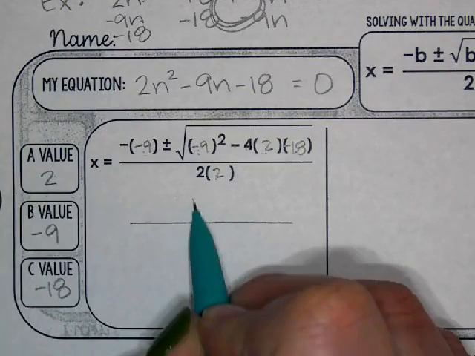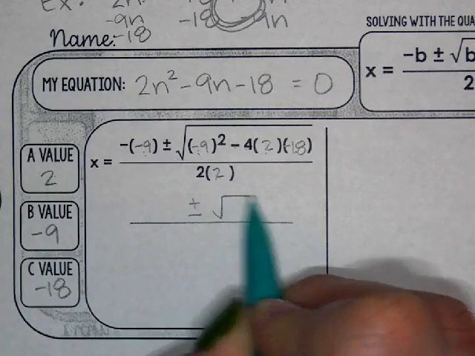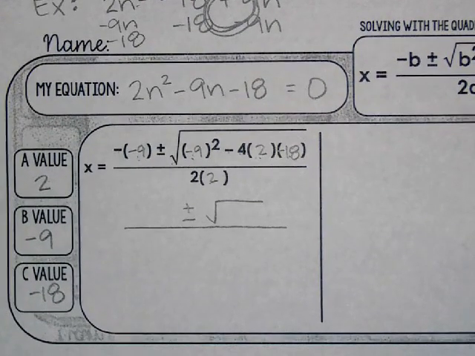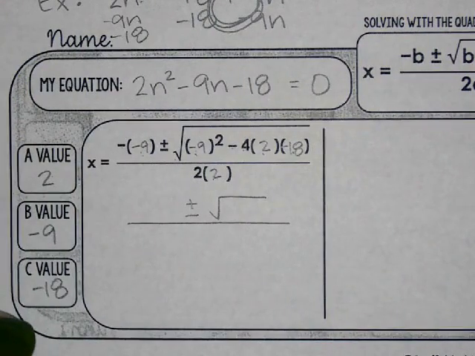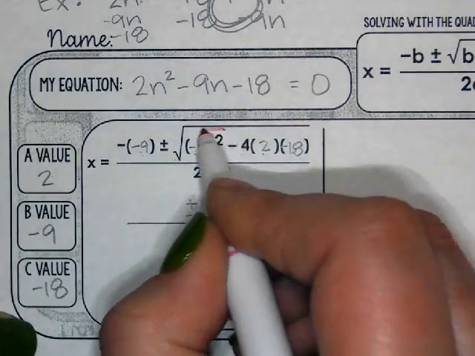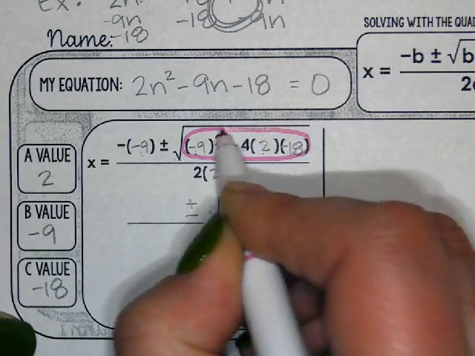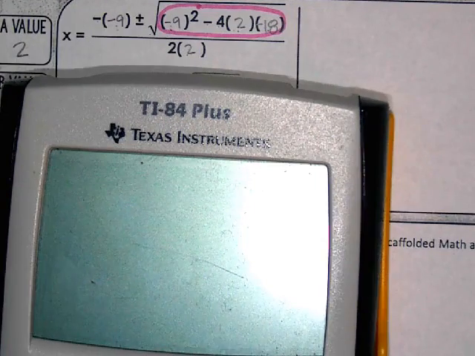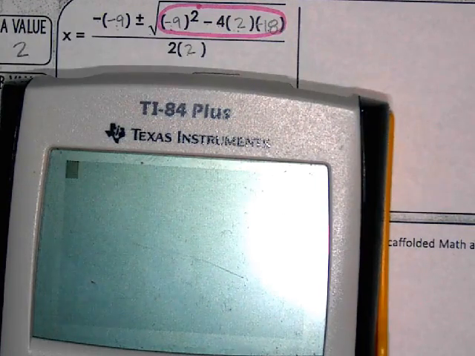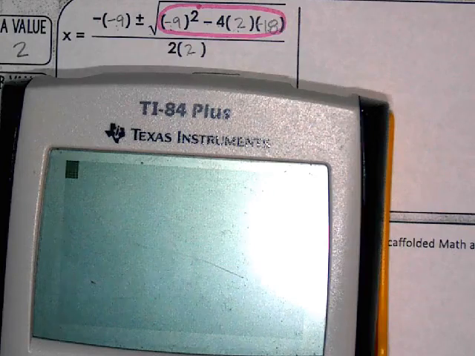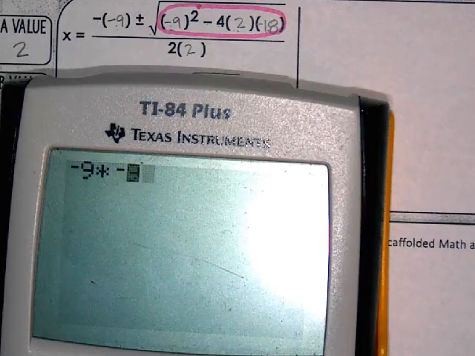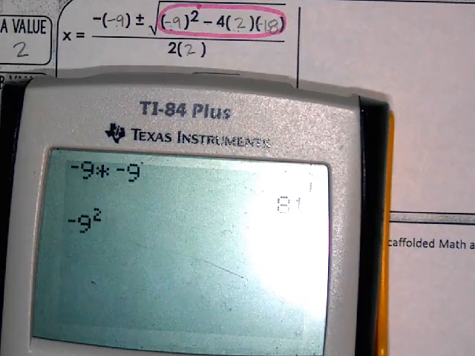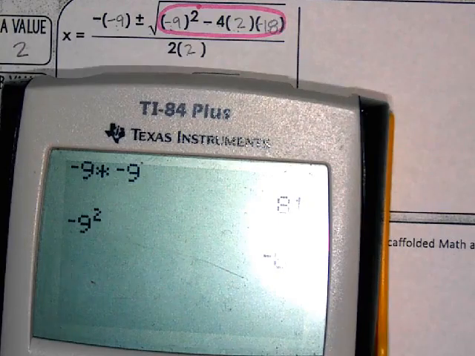So what do I plug into the calculator first? Perfect. So the discriminant is what I have to plug in. Now you have to be really careful because if you don't put parentheses around your negative 9 when you square it, you'll get the wrong answer. So we know that negative 9 times negative 9 should be positive 81. But if you type negative 9 squared, you're going to get a negative 81.